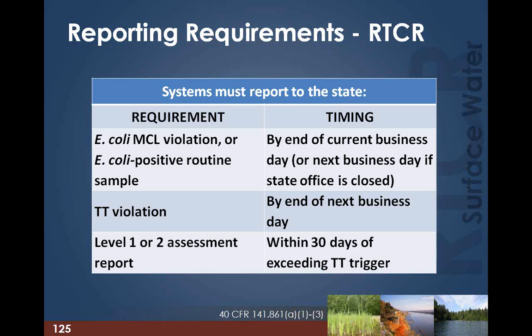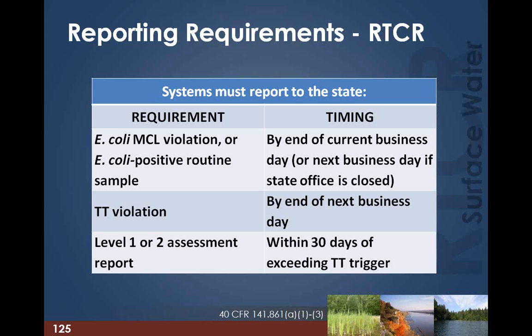The E. coli MCL violations and the E. coli positive routine sample results by the end of the day when the system is notified of the test results, unless the system learns of a violation after the state office is closed and the state does not have either an after-hours phone line or an alternative notification procedure. In this case, the system must notify the state before the end of the next business day.